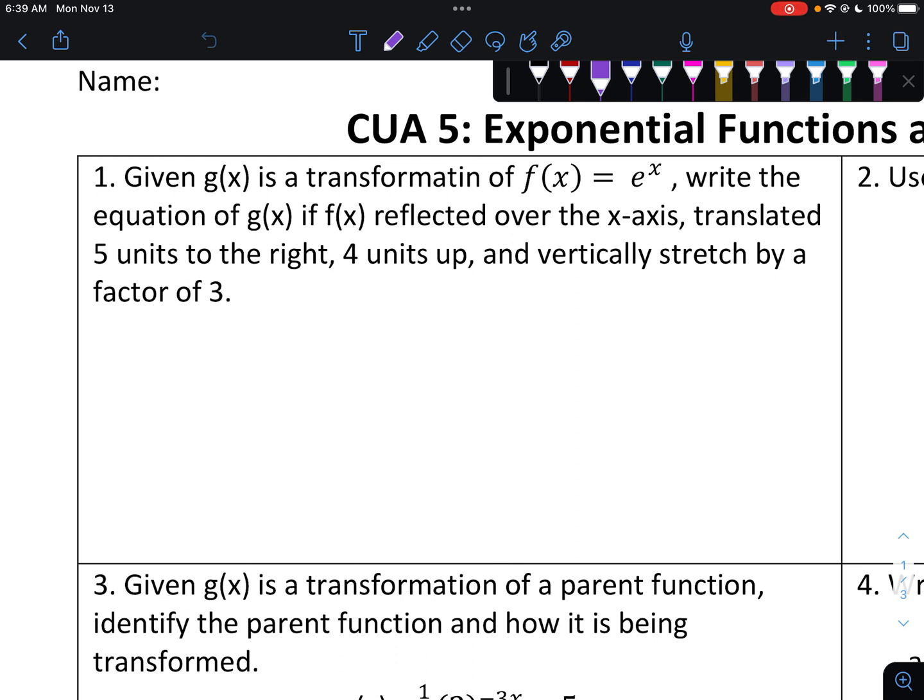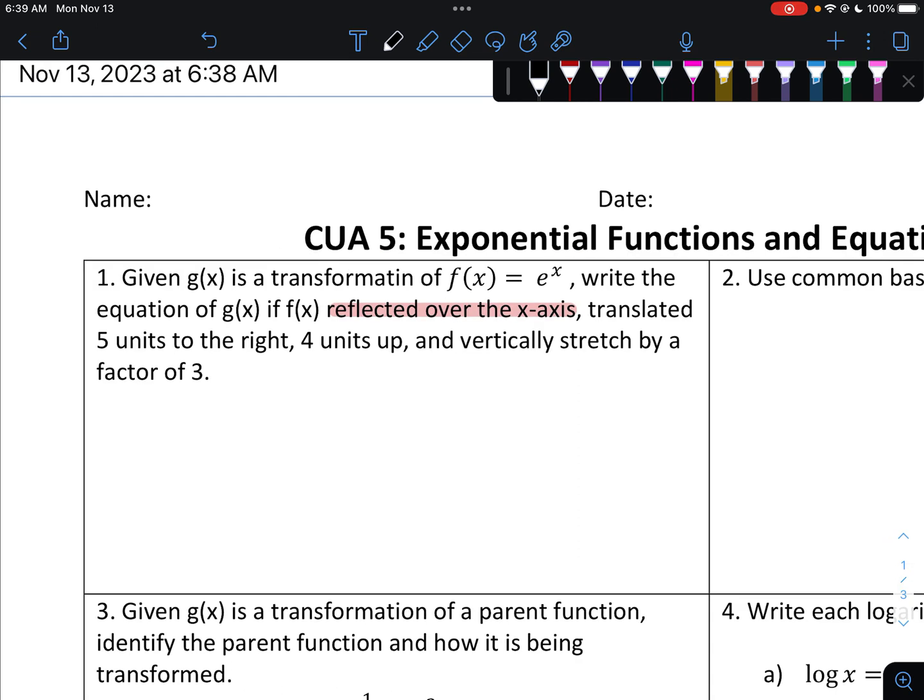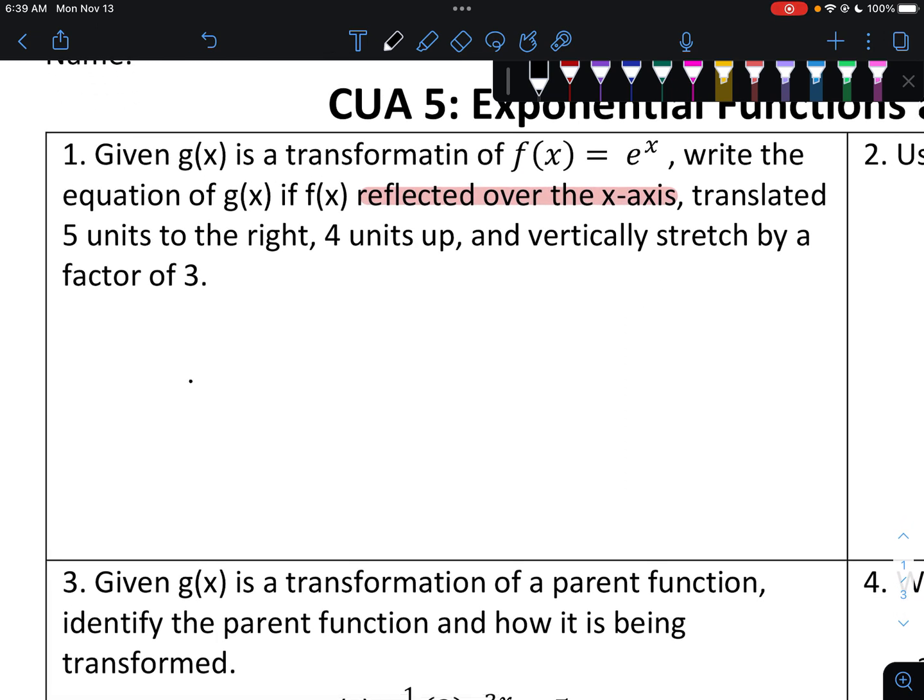So we start taking it piece by piece. First thing is to make it reflected over the x-axis. That means that we are going to put a negative in front of the function. So we have g of x equals, and we're going to have a negative sign in front of our e to the x power.